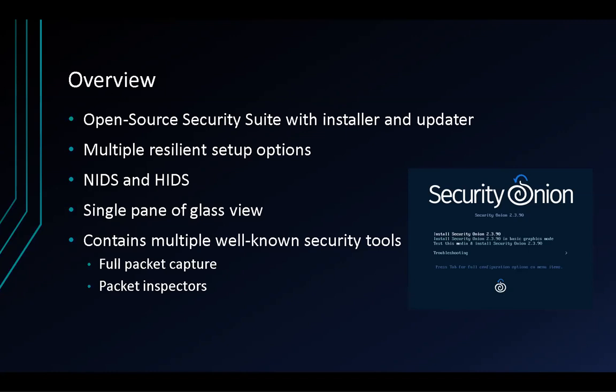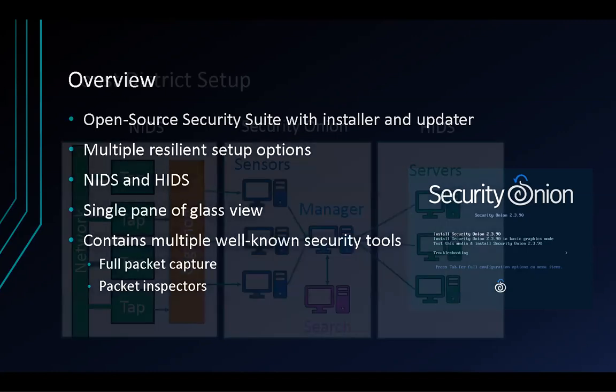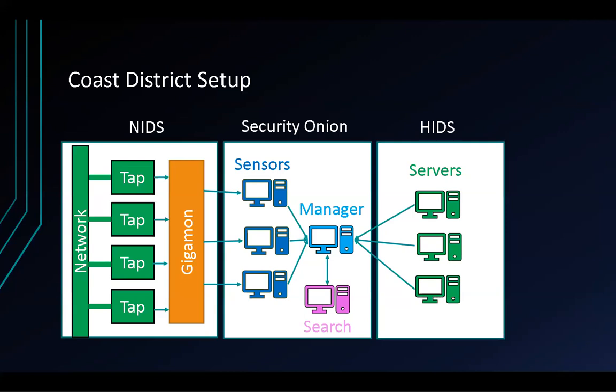And as I mentioned earlier, Security Onion pulls together several popular security packages and aggregates the alerts into a cohesive single pane of glass view. And this is how we have it set up. So on the left, in the NIDS section, we have the network with the different taps at different locations in the network, and they feed the sensors.